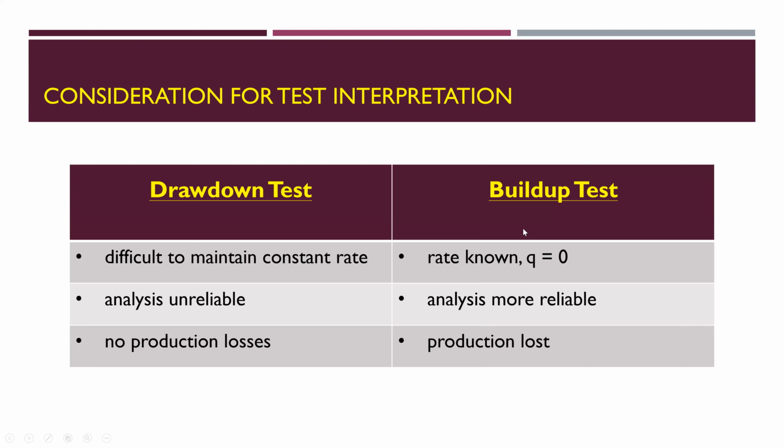A simple comparison to see the consideration between the two of them. Drawdown test is difficult to maintain constant rate, and in the build-up test the rate is well known because the well is shut in already, so Q is 0. So no doubt about this. Second, this drawdown test is unreliable due to number 1. However, build-up test is the most reliable one.